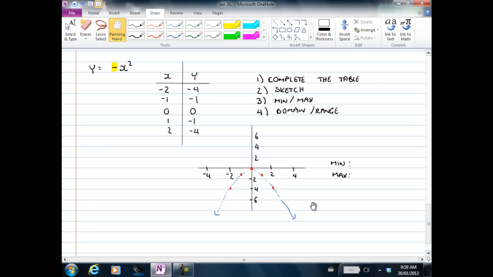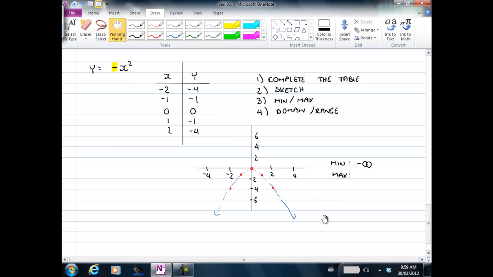Not infinity. Negative infinity. Because if you look at this, my graph keeps on going down, down, down, down, down, down. So it gets to, let's say, -10,000. So your min is -infinity, because you're in the negative quadrant.